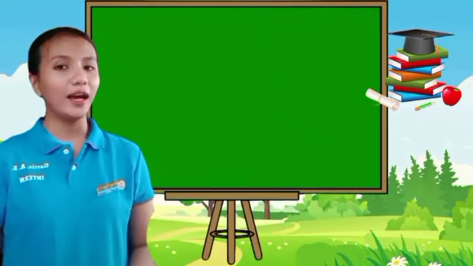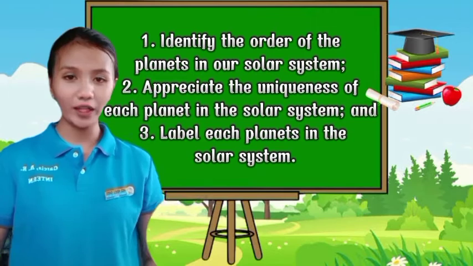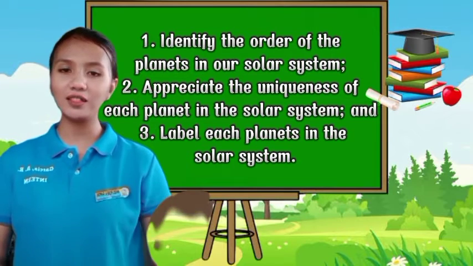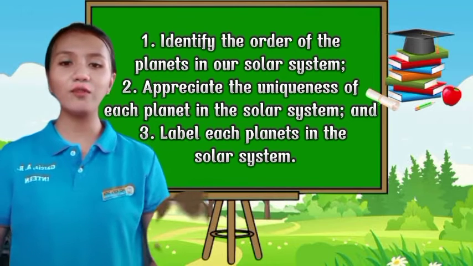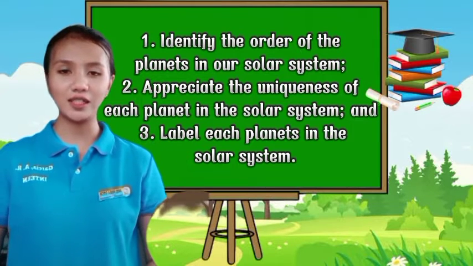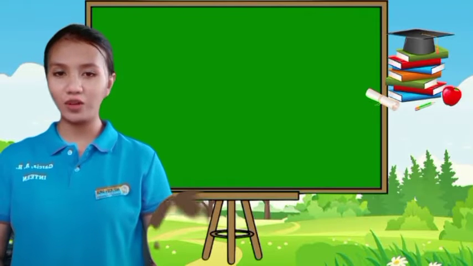Before we start, let's have our objectives for today. At the end of the lesson, the students will be able to: number 1, identify the order of the planets in our solar system; number 2, appreciate the uniqueness of each planet in our solar system; and label each planet in the solar system. So please stand up for our opening prayer.